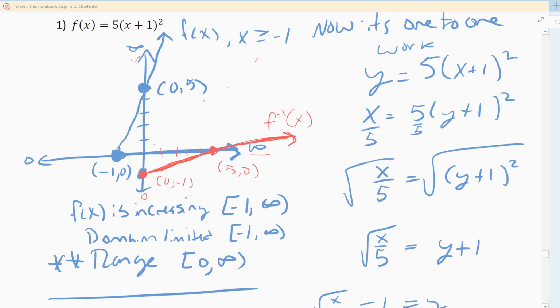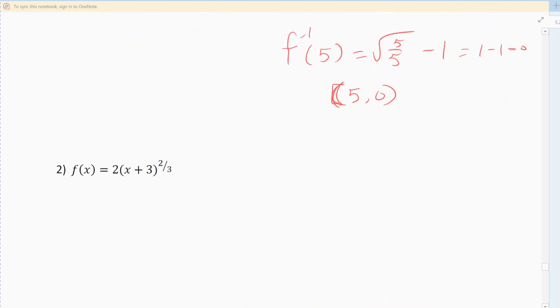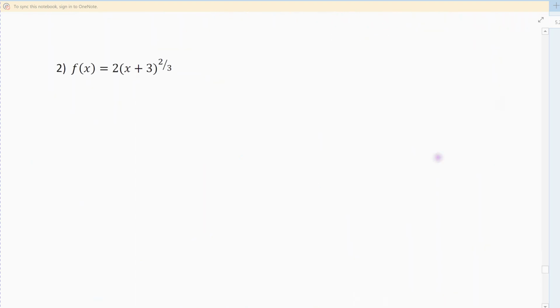So I'm going to do a second example. It's very similar to this. The function's just a little messier. It's a fractional power, so it's 2x plus 3 raised to the 2/3. If we're writing that out, that would be the cube root of x plus 3 squared, just so that you're aware that's what that is.